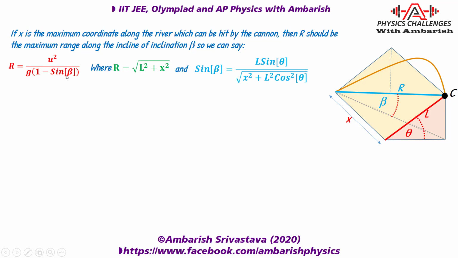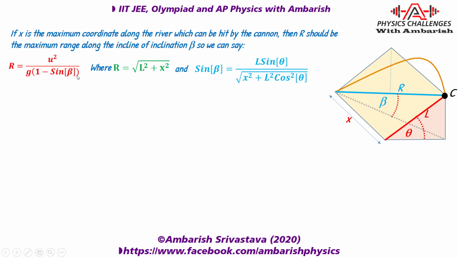Okay, and we can use the same result here now. R is u square upon g into 1 minus sine beta, where r will be, you know that this slant height is L, this distance is x, so r is under root of L square plus x square. And sine beta, again you can see this is a right triangle. From the blue line, the vertical, and this dotted diagonal of the base, this angle is going to be 90 degrees, and sine beta will then be L sine theta, this is the vertical, divided by under root of x square plus L square cos square theta, because this is L cos theta and this is x, so the dotted line is L square cos square theta.